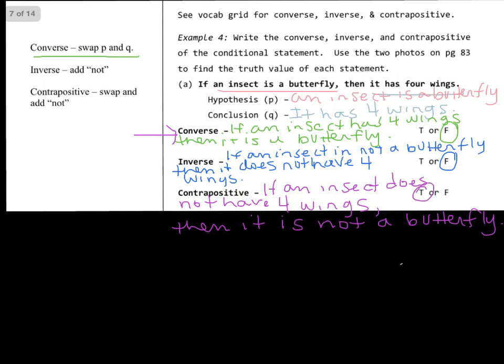Now you're going to pause the video and you're going to do the next example. Make sure that you write your hypothesis P, your conclusion Q, and then go ahead and try to find the converse, inverse, and contrapositive and determine whether they are true or false.